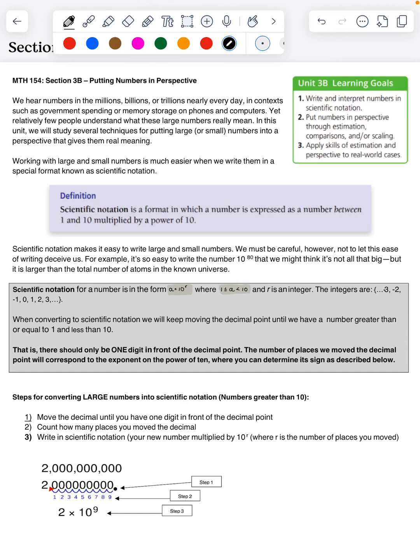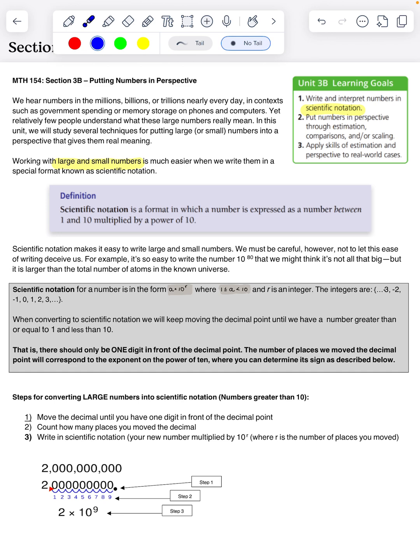Math 154 students, today we're going to be talking about putting numbers in perspective. Specifically, we want to talk about scientific notation, which is extremely useful when we're talking about very large or very small numbers. We're going to talk about putting numbers in perspective through estimation, comparisons and scaling, as well as applying these skills of estimation and perspective to real-world cases.